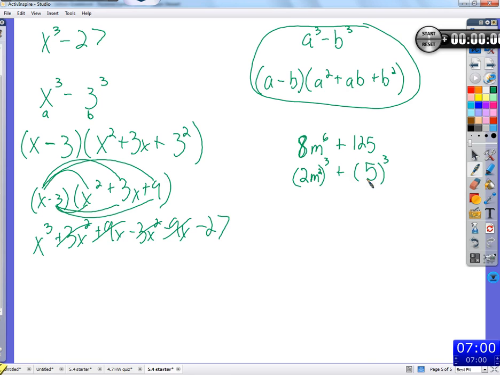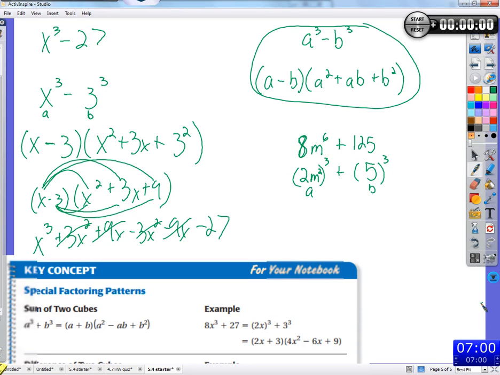cubed. I want you to take a look on 354. Page 354 has a pattern for sum of cubes. You can see this is your A, this is your B. Go crazy filling that pattern. Okay. So if we follow our pattern, something cubed plus something cubed equals, well, fill in the blanks with A and B. Okay. So first is A. What's A? 2m squared. That's the first thing that's being cubed. 2m squared. You can see it's a plus b. B is 5. Parentheses 1 is finished.